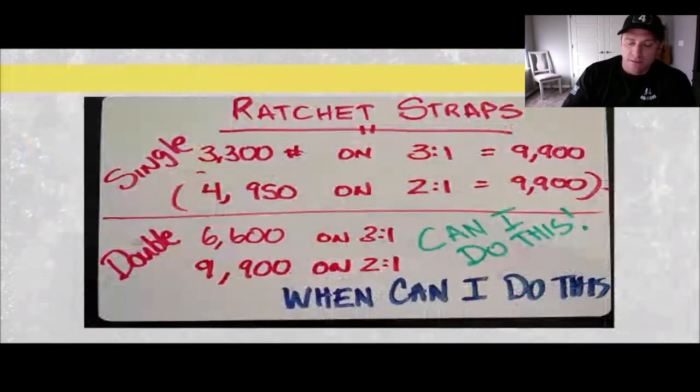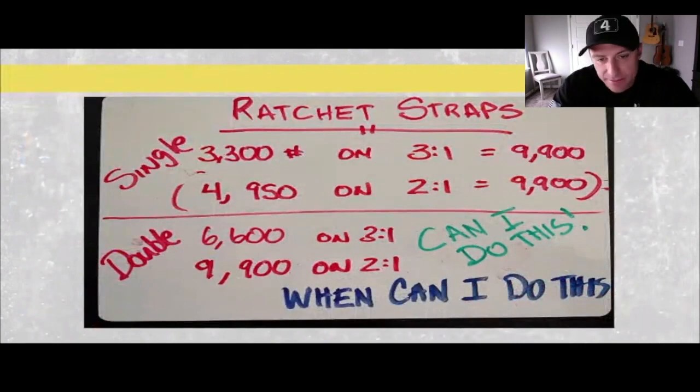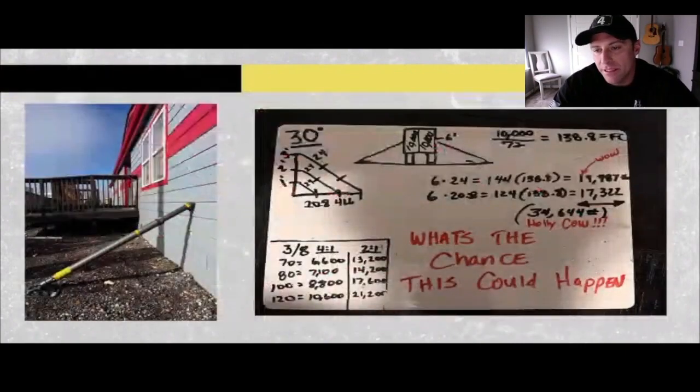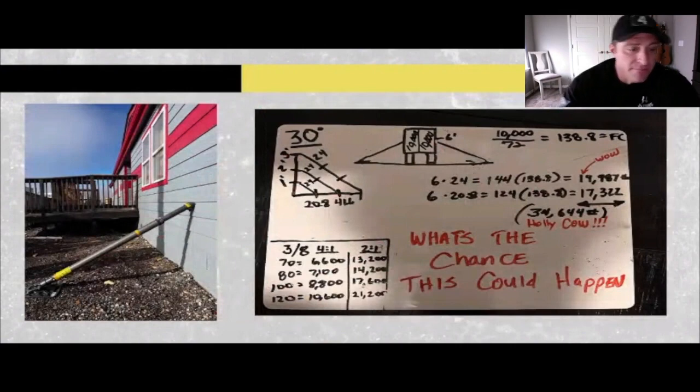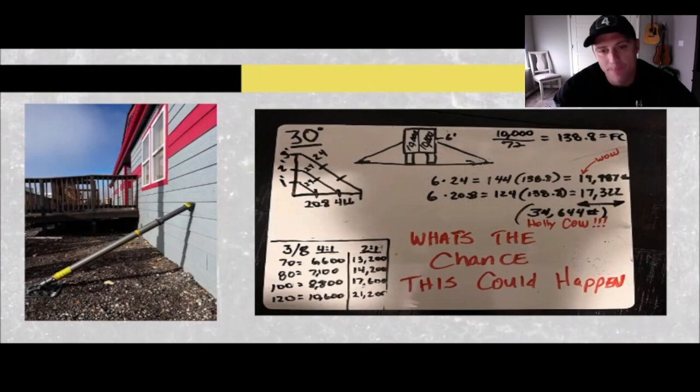So let's talk about 30-degree angles. A 30-degree angle is a pretty amazing angle that, if you were to put it in, you would recognize that it just looked wrong. Now, this strut at the bottom is at 30 degrees, the one up against this modular home. So for every foot of rise on a 30-degree, we have 20.8 inches of run and 24 inches of slope.